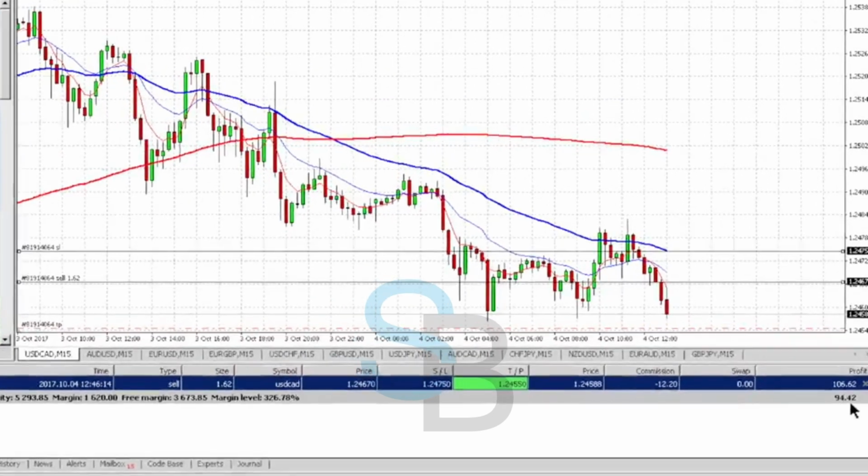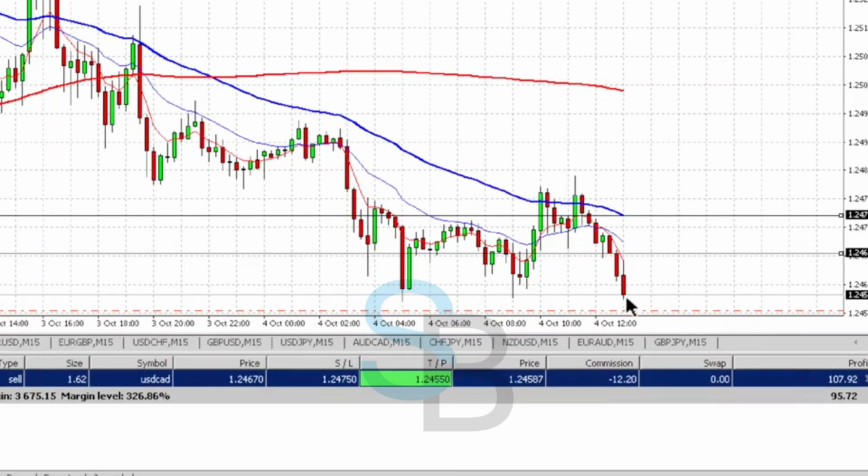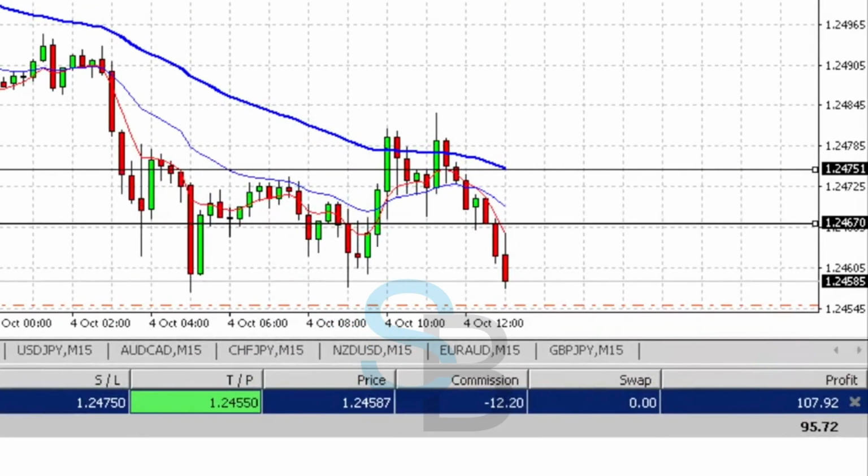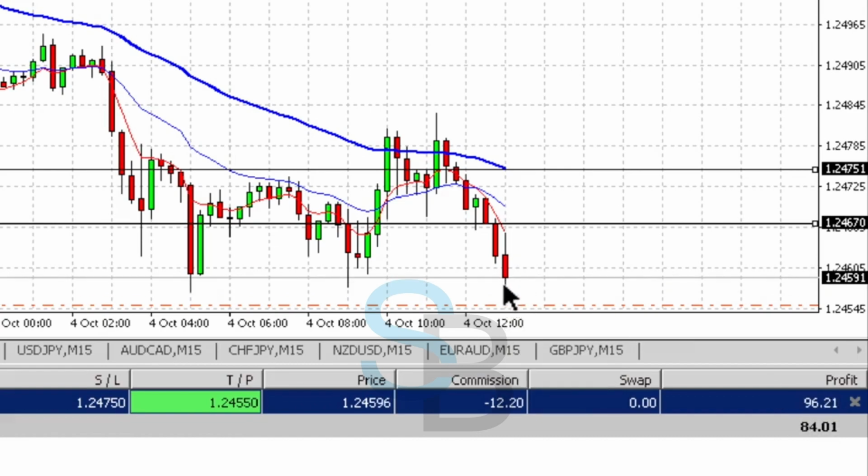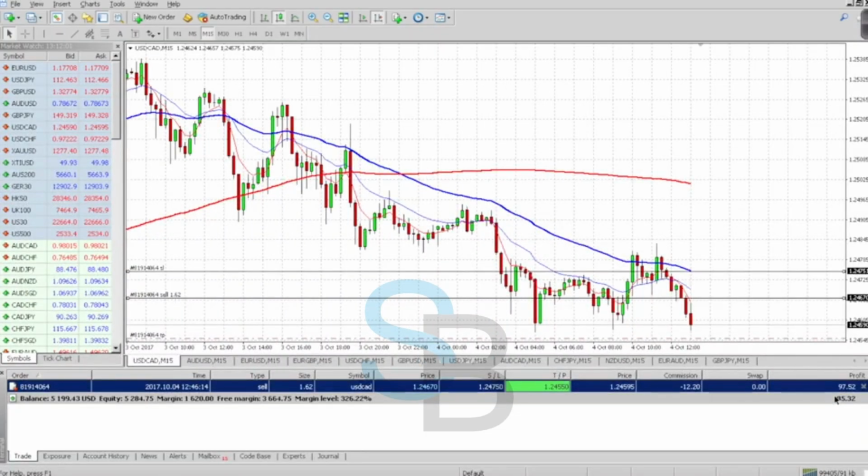All right, as you can see, our trade is doing pretty well. We're almost hitting our target price of 2454. Current profit is $107, unrealized profit. We're almost there. Just give it a couple of seconds or minutes, we should hit our target price and we score another win for this trade.